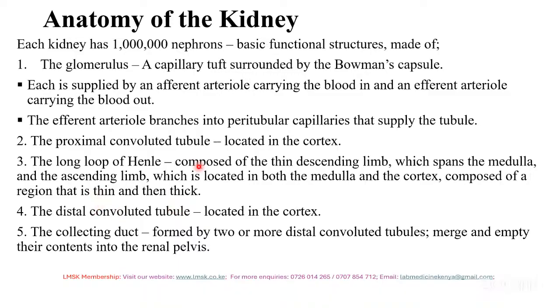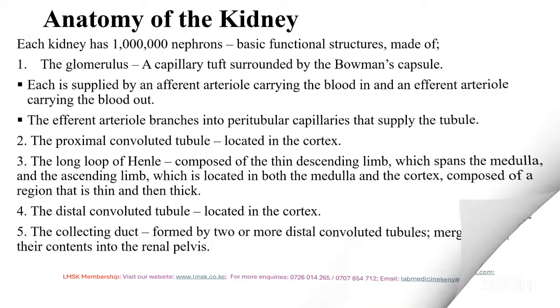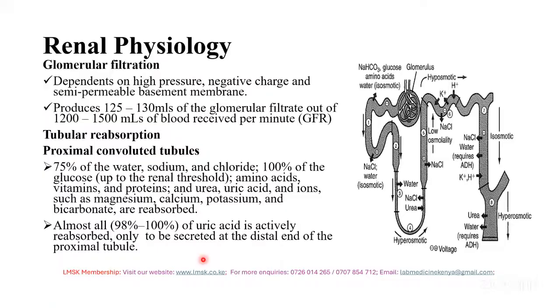And of course, it is composed of those particular segments, thin and thick. Then the distal convoluted tubule is located in the cortex entirely. Then the collecting duct is formed by two or more distal convoluted tubules that merge and empty their contents into the renal pelvis. So that's basically the structure.